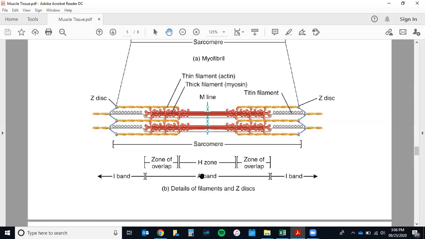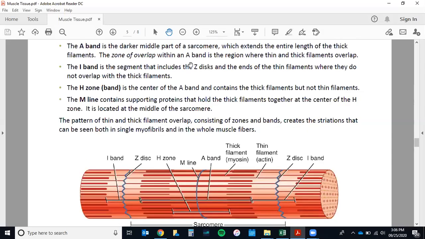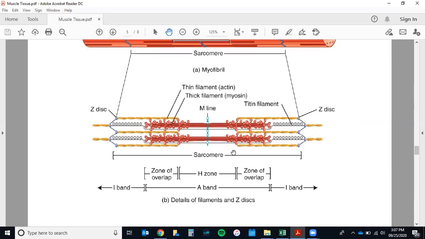Okay. Now going back to the A band, you can see there's three different zones. Two what we call zones of overlap, which are exactly what it sounds like. Zone of overlap within an A band is the region where the thin and thick filaments overlap one another. Okay. The H zone is the portion of the sarcomere where there's only the thick filament. So you can see the thin filament ends there, the thin filament ends there. So that portion is the H zone.